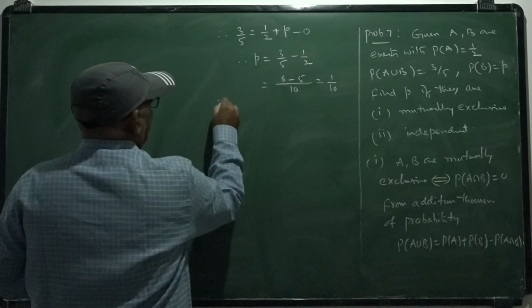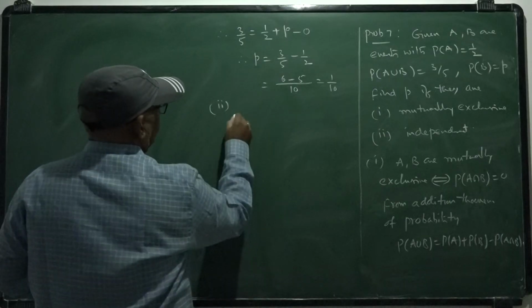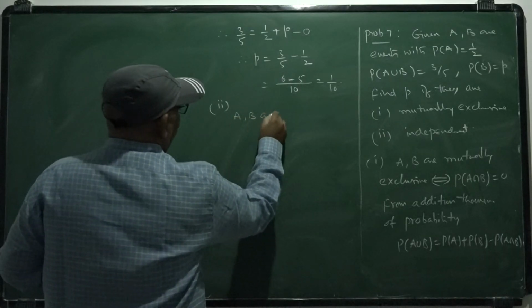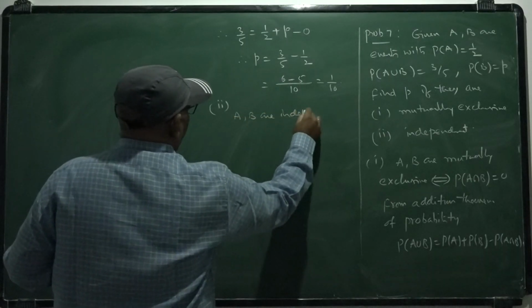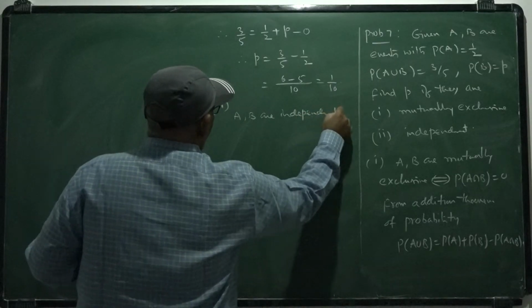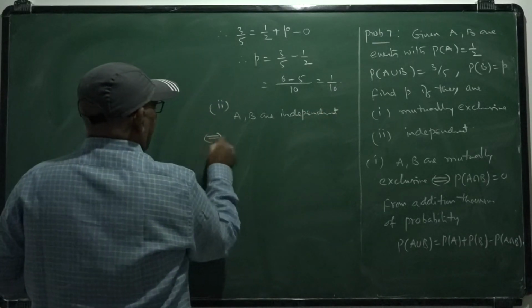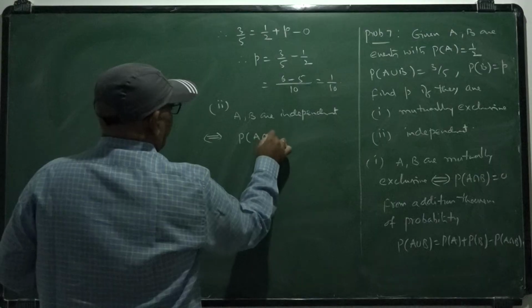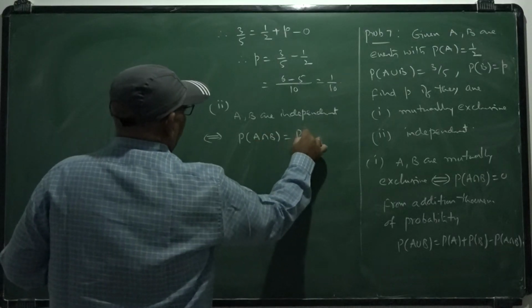The second one, the independent case. If A, B are independent, then that implies probability of A intersection B is P(A) into P(B).